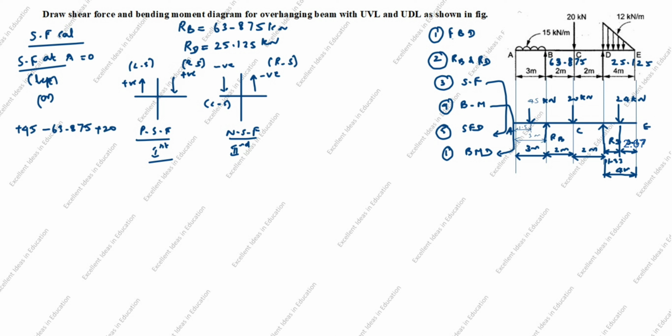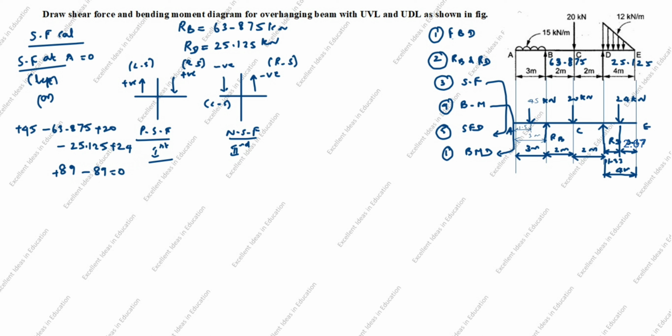Next, you see this arrow goes up. Up is negative. Minus 25.125. Next, you see this arrow comes down. Down is positive. Plus 24. Add these three: 45 plus 20 plus 24 is 89. Plus, add this to 63.875 plus 25.125, minus 89, equal to 0. You see the shear force at A, left side and right side answer is the same.